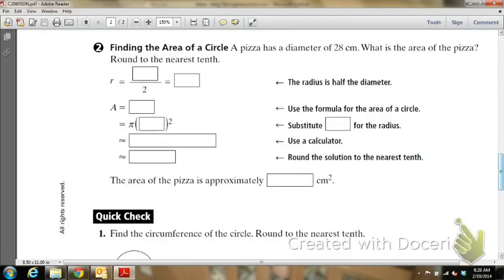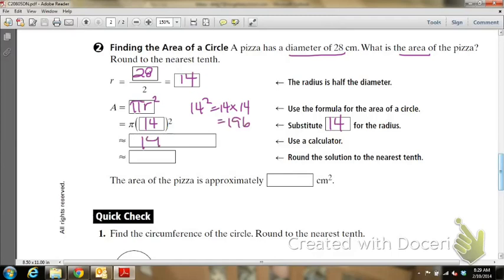Okay, so now we're going to find the area of a circle. And they give you the diameter, and they ask, what is the area? Well, remember that area is pi r squared. Now if they give you the diameter, you need the radius for this formula, so you need to cut the diameter in half. So if the diameter is 28, the radius will be half of that, which is 14. So I'll plug 14 in for the radius. 14 squared is 14 times 14, which is 196.